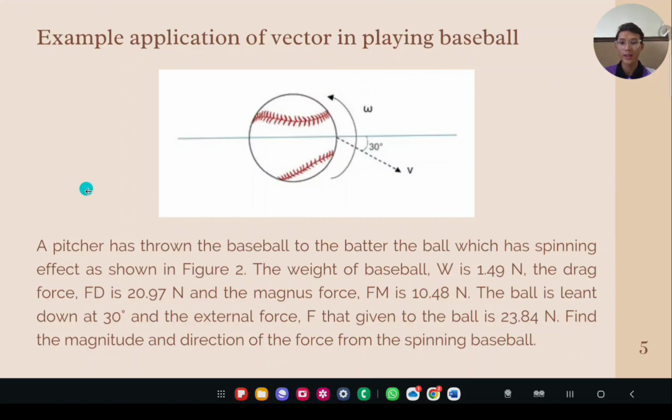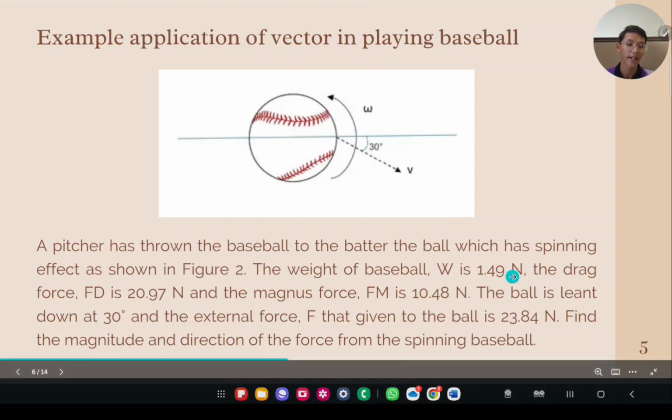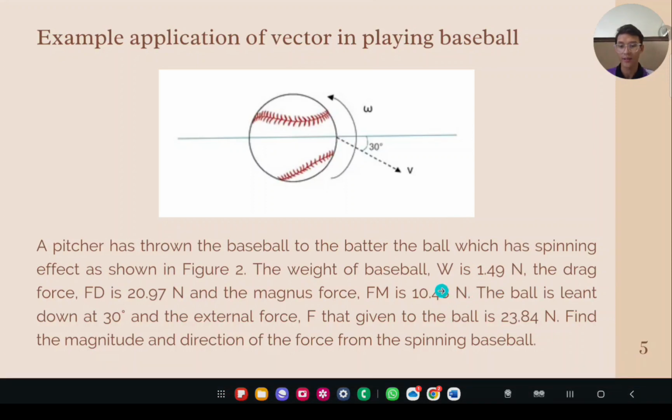So a pitcher has thrown the ball to the batter. So the ball has a spinning effect, as shown in figure 2. In this figure 2, the weight of the baseball is 1.49 Newton. The drag force FD is 20.97 Newton, and the Magnus force FM is 10.48 Newton.